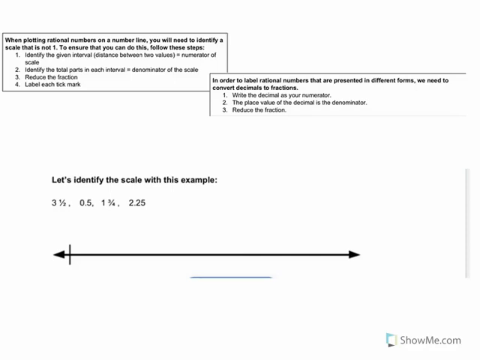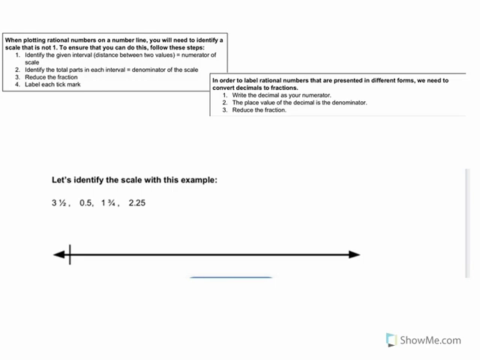Hi teammates! Today we are going to be looking at a few examples together in order to plot rational numbers on a number line using a scale that is not 1. So I provided both of our key points here and we're going to use them as an example.